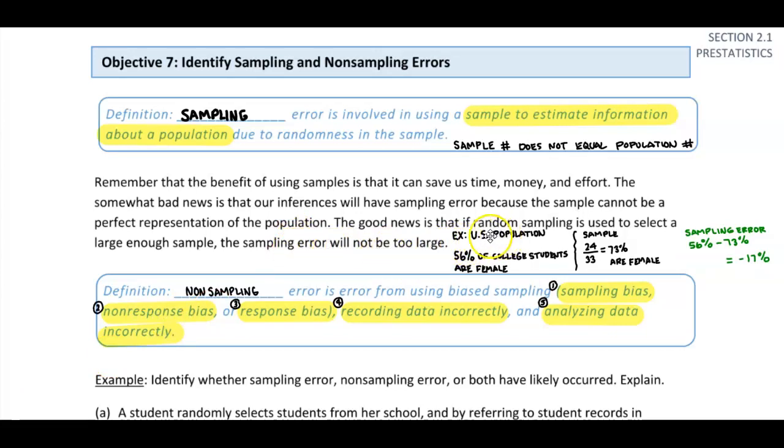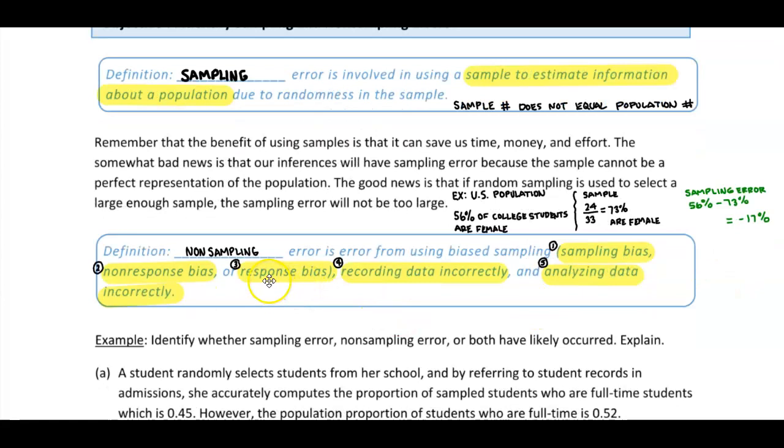So for example, if we're talking about the US population, 56% of college students are female. If we take a sample where 24 out of the 33 are female, that means that's 73%. Well, the sampling error is taking the 56% from the US population, subtracting the sample percentage, which is 73%, which would then equal negative 17%.